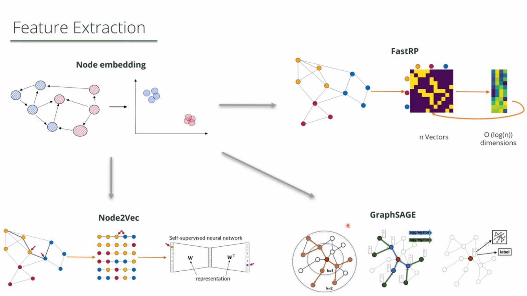GraphSage is an inductive algorithm which utilizes node feature information to generate node embeddings by sampling and aggregating features from a node's local neighborhood. Node2Vec computes a vector representation of a node by sampling a neighborhood through random walks in the graph. Then the algorithm utilizes these random neighborhood samples to train a single hidden layer neural network to predict the likelihood that a node will occur in a walk, based on the occurrence of another node.